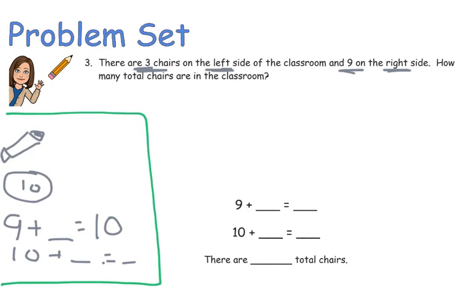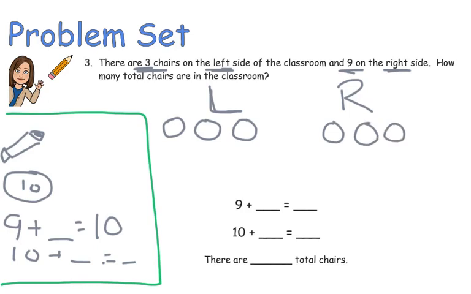So let's draw our picture together. We have left, so we're going to write an L, and there are 3 circles. 3 chairs. 1, 2, 3. And on the right side, there are 9. 1, 2, 3, 4, 5, 6, 7, 8, 9. Okay?